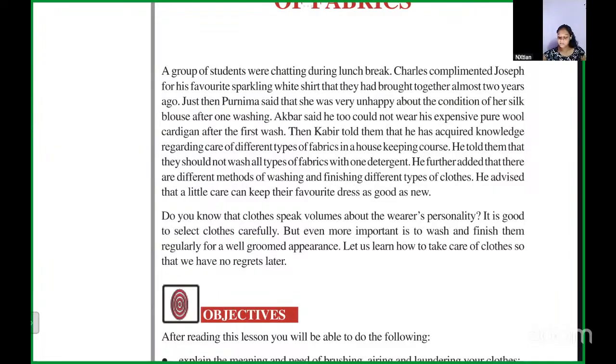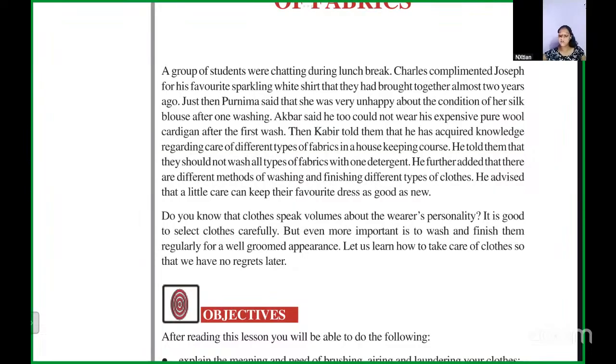Now, he told them that they should not wash all types of fabrics with one detergent. For different kinds of clothes, there are also different detergents. For woolen clothes, we have different detergents, and for regular clothes, we have normal detergents. Then he further added that there are different methods of washing and finishing different types of clothes. He advised that a little care can keep their favorite dress as good as new.